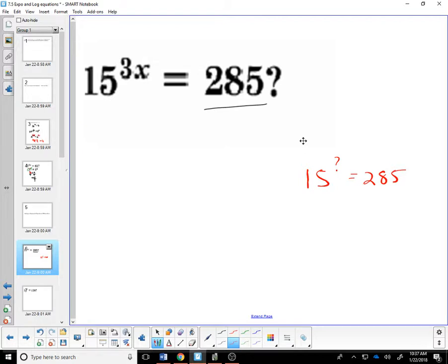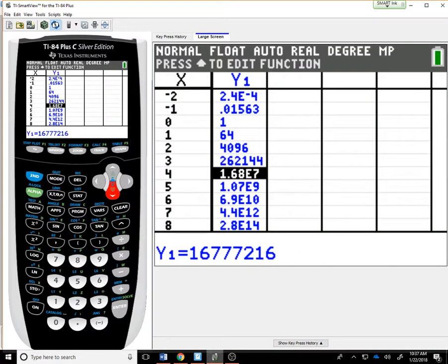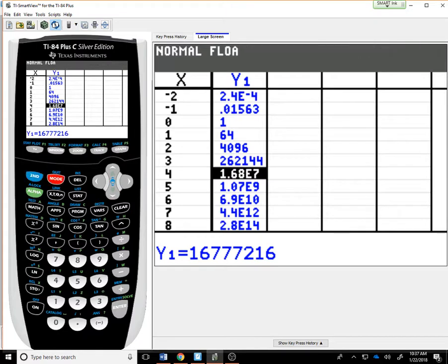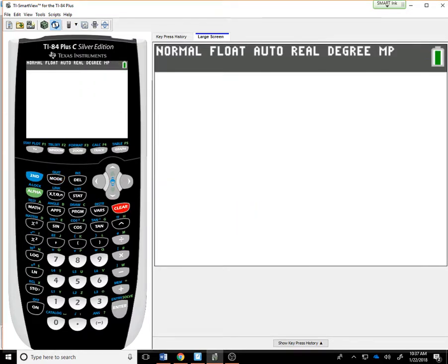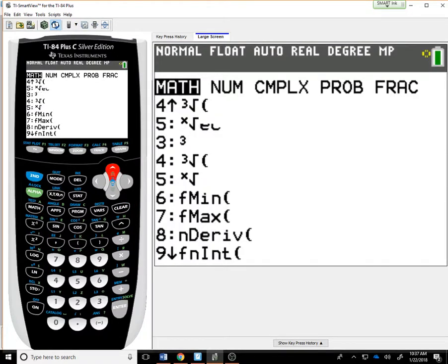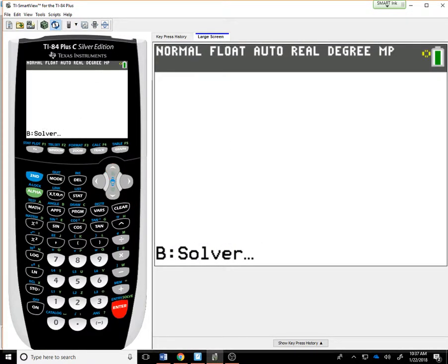This is a log question. It's a logarithm. A logarithm is asking for an exponent. So the question would be log base 15 of 285. And what I'm going to do is go over to my handy dandy calculator, quit this, and ask it that question. Let me clear this. I'm going to say, hey, math, log base. It's 2.087.